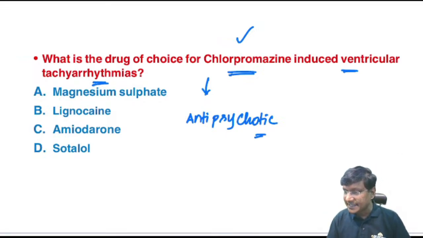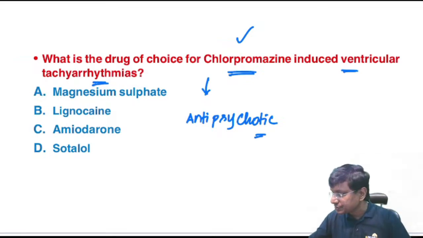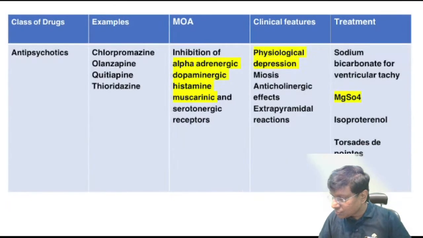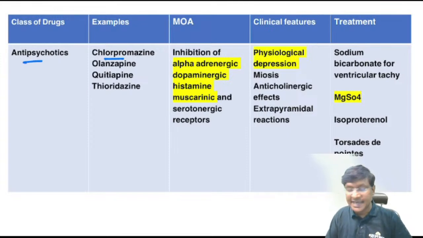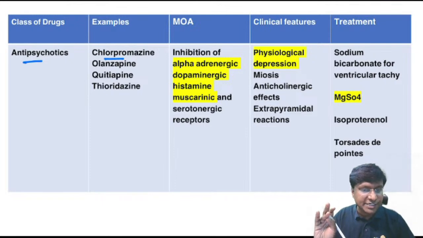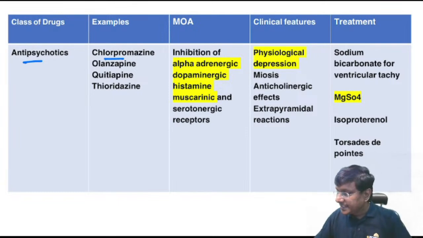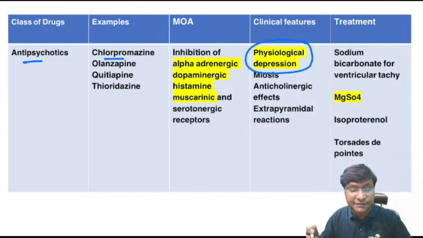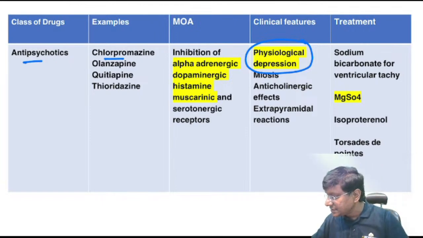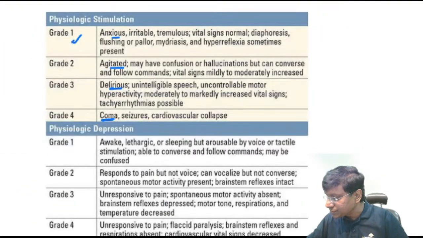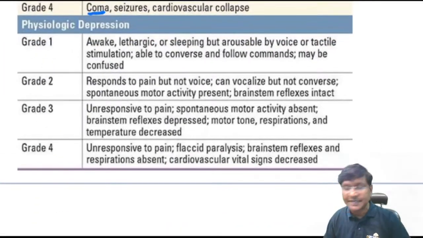Now what is the answer here? Some of you have answered it as lignocaine. Now let me discuss and then come back to this particular question. If you take chlorpromazine, what exactly is that? It is an antipsychotic drug. It causes inhibition of the alpha adrenergic, dopaminergic, histaminergic, muscarinic and serotonergic receptors. So the individual will develop the features of physiological depression. Now what will be the features of physiological depression in case of antipsychotic overdose?